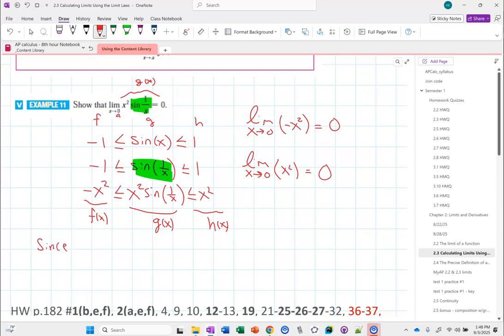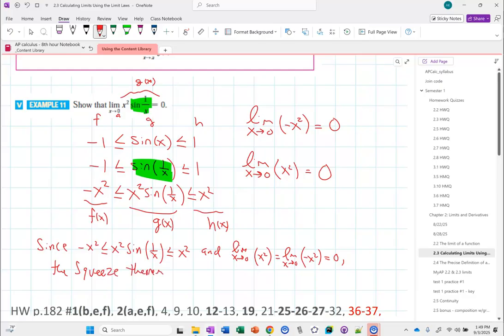So I would say since negative x squared is less than or equal to x squared times sine 1 over x, which is less than or equal to x squared, and the limit as x approaches 0 of x squared equals the limit as x approaches 0 of negative x squared, which is equal to 0, the squeeze theorem states the limit as x approaches 0 of x squared times sine 1 over x is equal to 0. And we're done. But that's the idea.